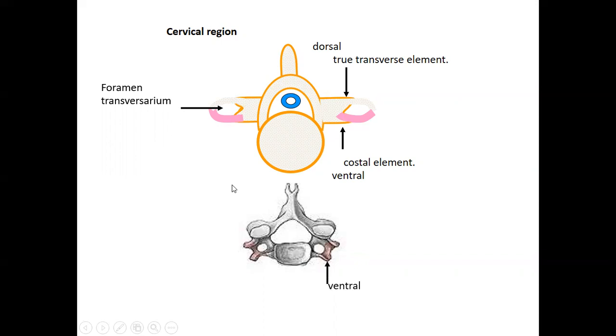You can see here there is a ventral costal element and a dorsal true transverse element, and later they reunite to form a hole in the center. Here we have the transverse element, which means it is from the vertebral arch, from the transverse process. But here it is from the costal element.